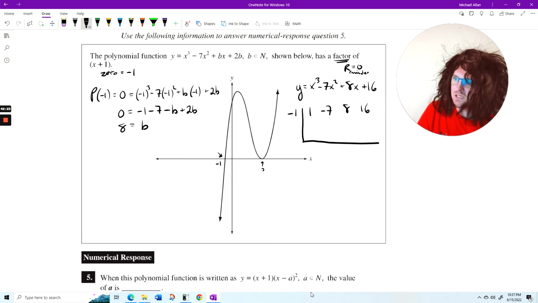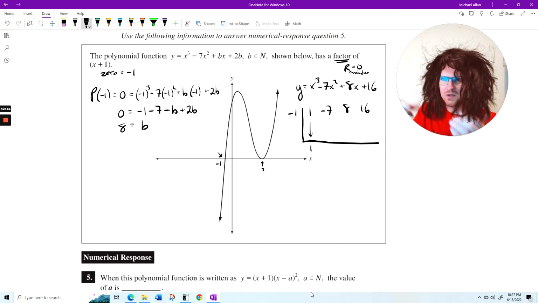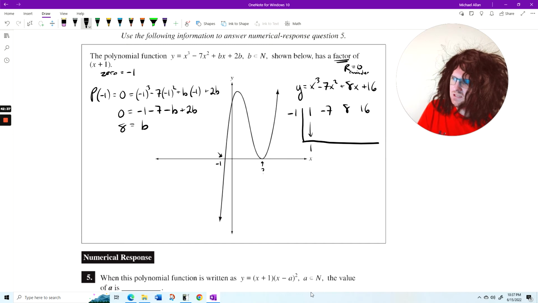I'm going to put my 0 here and then continue. Now, depends on who taught you how to do synthetic division. We use our zeros in our course, but you can also use your factor. But if you use your factor, you have to minus. If you use your zeros, you add. So I'm using my 0.